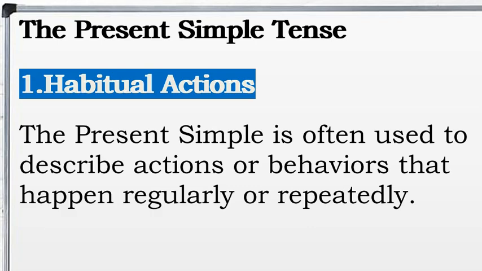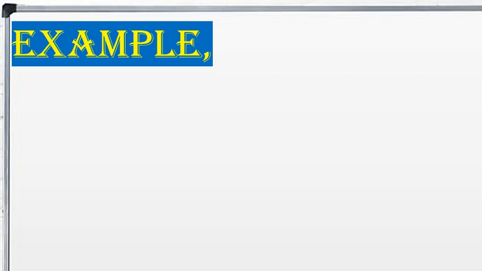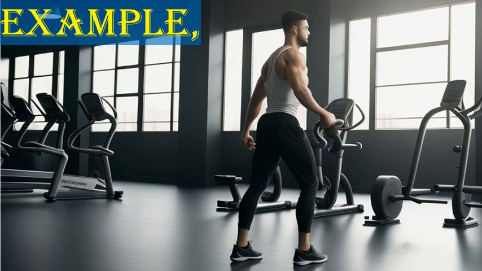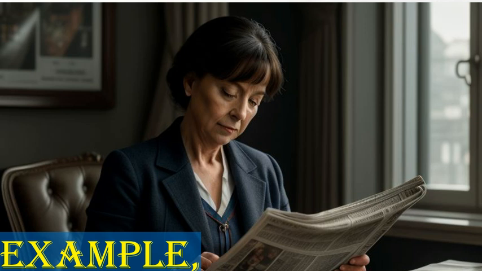Habitual actions. The present simple is often used to describe actions or behaviors that happen regularly or repeatedly. For example, I go to the gym every morning, or she reads the newspaper every day.